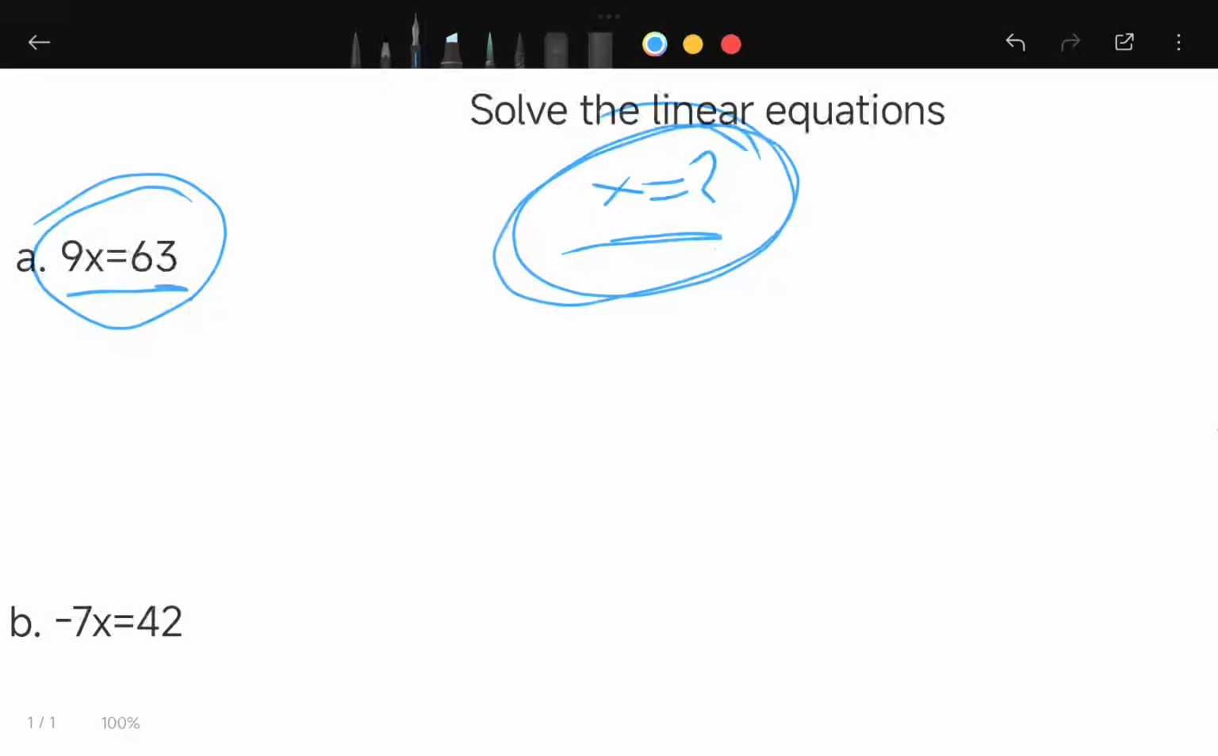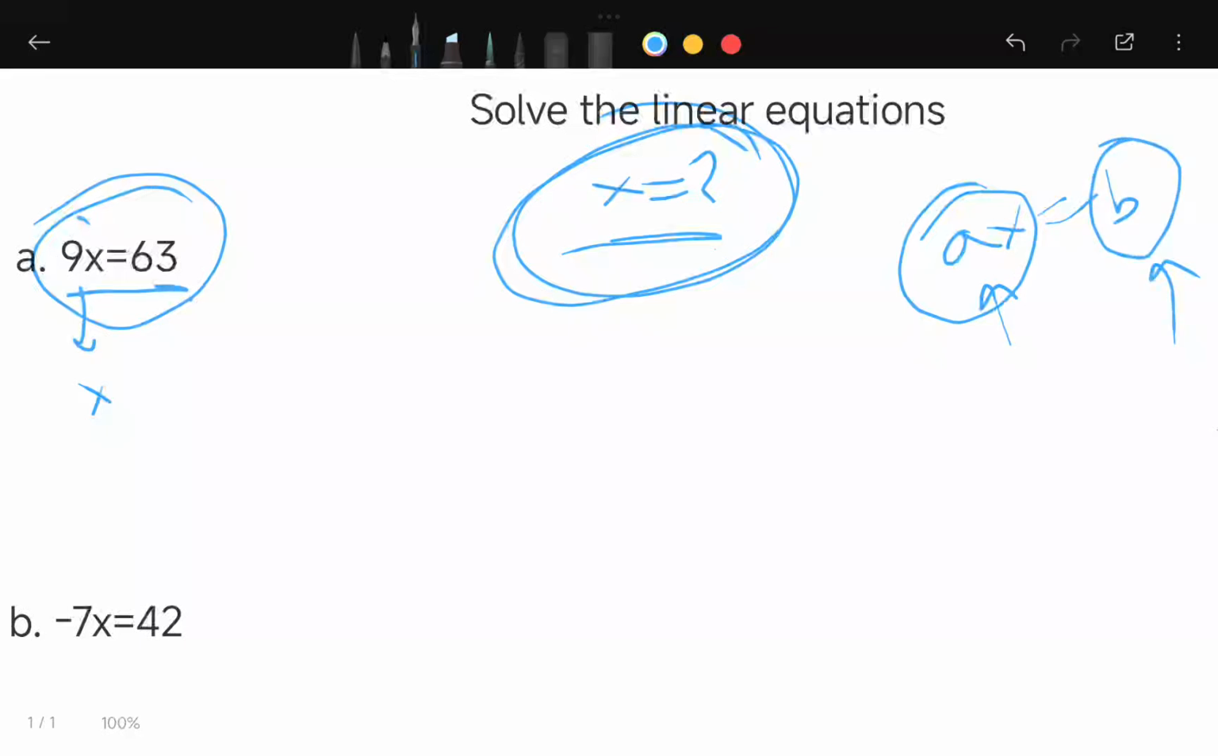Here you can see 9x equals to 63, but we need the value of x. To get the value of x, we need to make this 9x as x. So how can we do that? In equations there is a rule called the balancing rule. Let's take ax equals to b. Whatever operation we perform on the left hand side, we need to perform the same operation on the right hand side, so that the equation remains balanced. So here to get the value of x, we need to divide by 9.